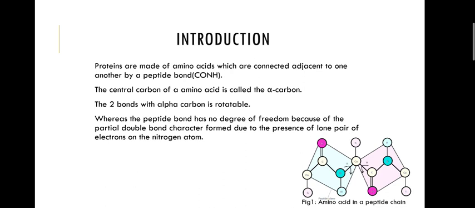Coming to the introduction, proteins are the building blocks of our body. They are very essential for the vital functioning of our body. They are made up of amino acids which are connected to one another by peptide bond, which is a CONH.